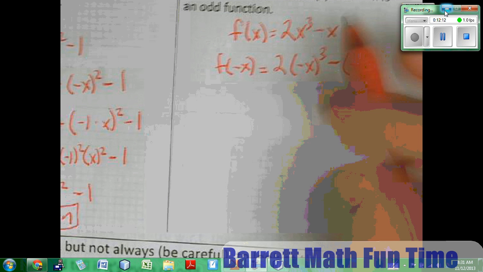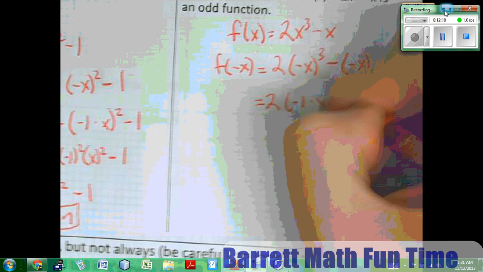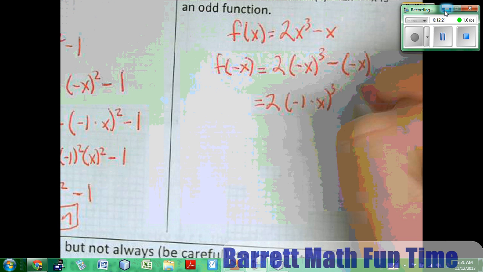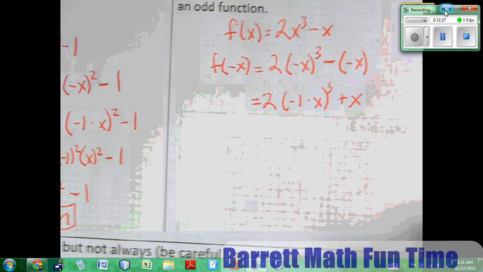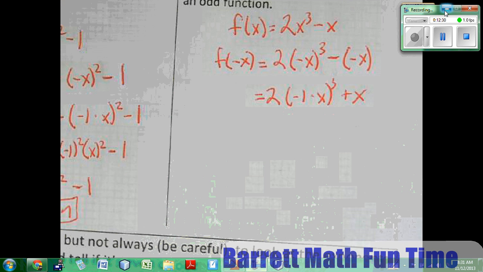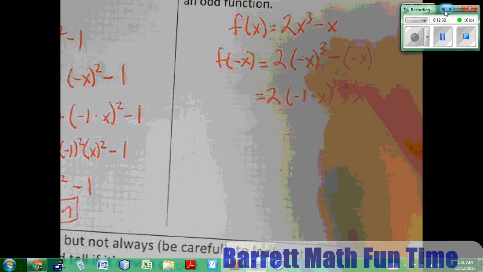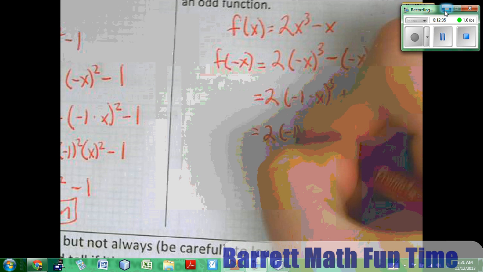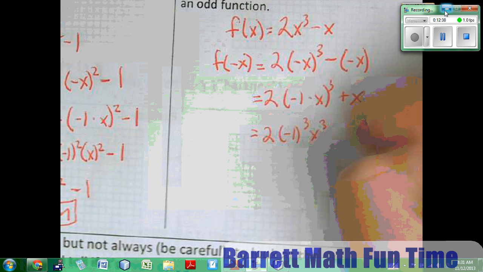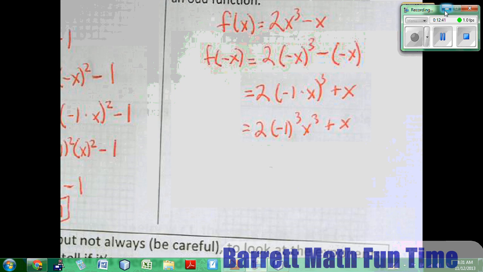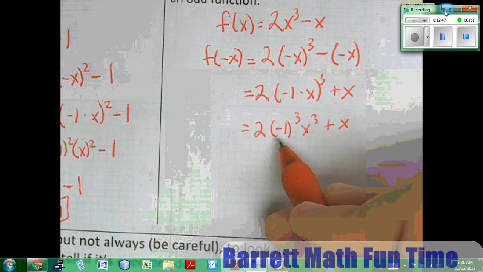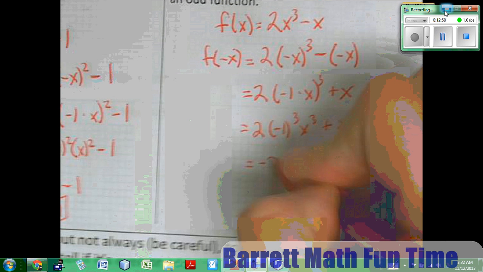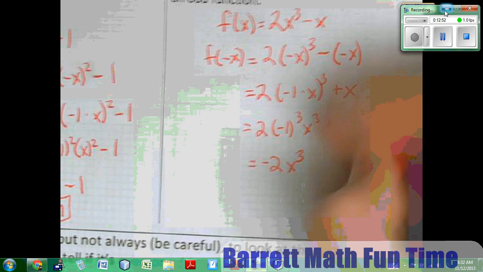So we're going to do 2 times negative 1 times x cubed. And then what's negative negative x? Positive x. Right? You with me? Okay. So then I have 2 times negative 1 cubed, x cubed, plus x. Negative 1 times negative 1 is positive 1, times negative 1 is negative. So this is negative 2x cubed plus x.